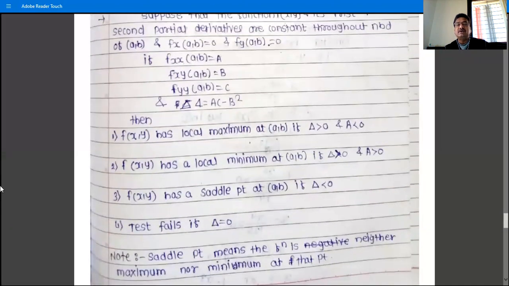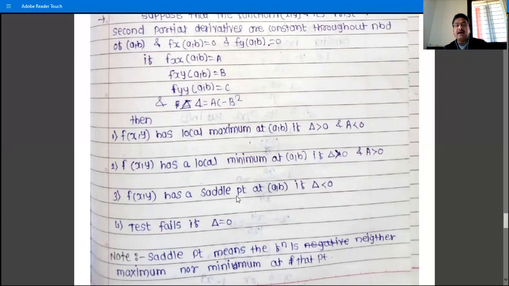Then f(x,y) has a local maximum, or is a maximum, at (a,b) if delta is greater than 0 and A is less than 0. If A is less than 0 and delta is greater than 0, then f(x,y) has a local maximum value at point (a,b). Then f(x,y) has a local minimum at point (a,b) if delta is greater than 0 and A is greater than 0. If A is greater than 0, the value is minimum, and if A is less than 0, the value at that point is maximum.